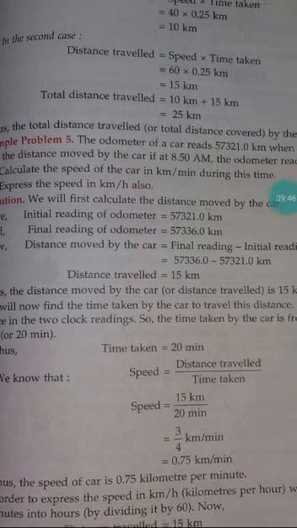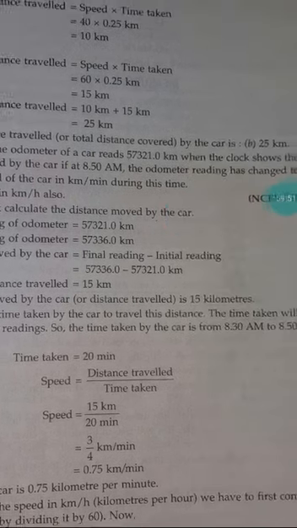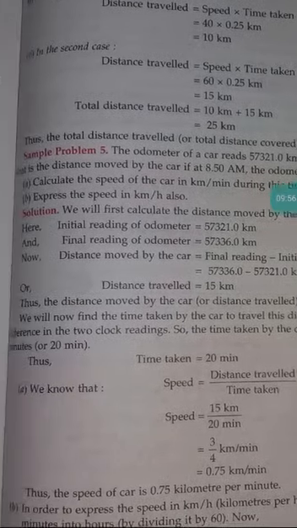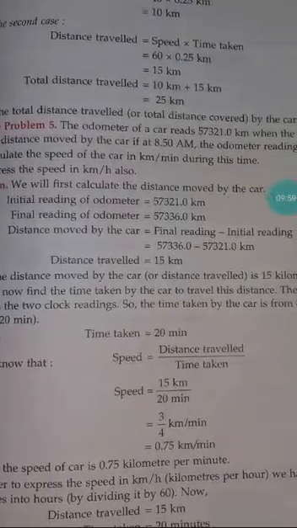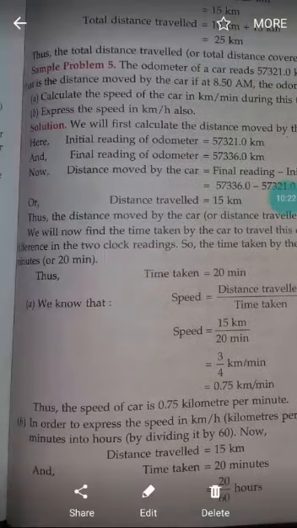So see here, the initial reading of the odometer is how much? 57321.0 kilometers. The final reading of the odometer is how much? 57336 kilometers. So the distance moved by the car will be the final reading minus the initial reading, which gives us the distance traveled equals how much? 15 kilometers. So the distance moved by the car is 15 kilometers, right?